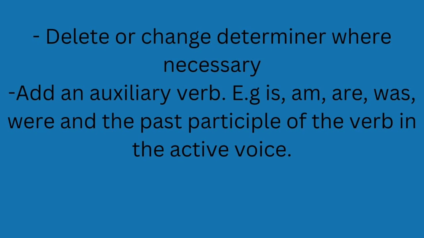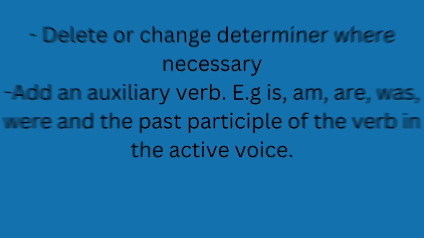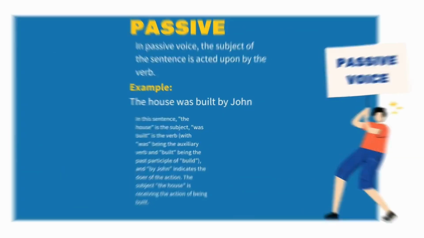The verb that was given to you in the active voice, for example, John builds the house. The verb is built. So when you change it to the passive voice, you add an auxiliary verb, which is was. So the verb combination becomes was built. So it becomes the house was built by John in the passive voice. Okay, so those are the things that you need to remember whenever you're changing from active to passive voice.